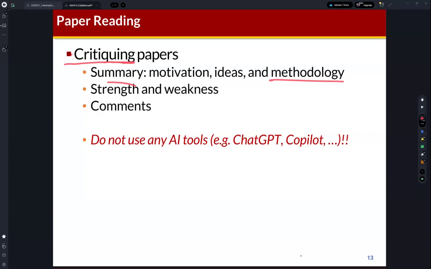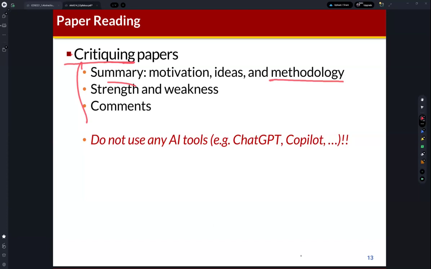So this is the paper critic assignment, and my plan is to provide this assignment every 2 weeks. I believe there can be around 6 to 7 critic assignments in this course. And it's important: do not use any AI tools, like ChatGPT or Copilot. Why?